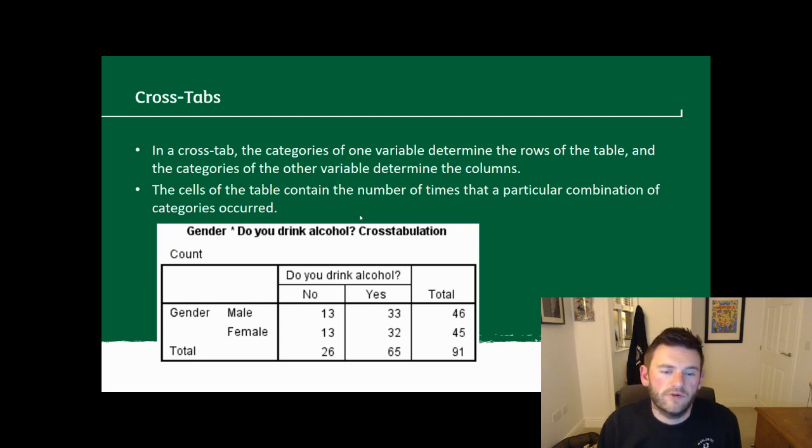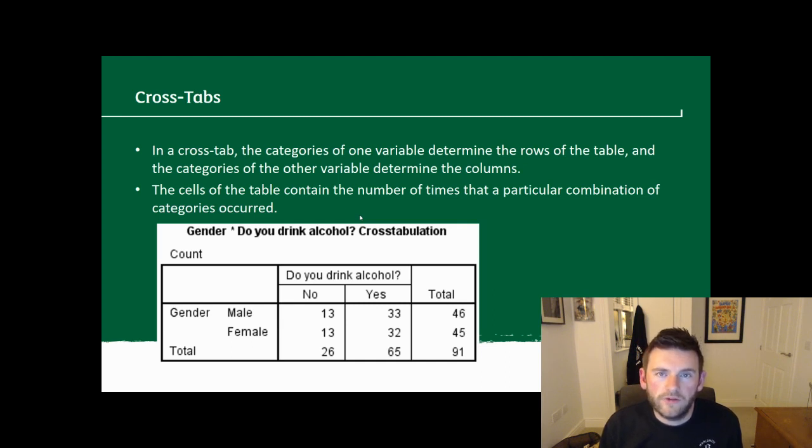In this example, you can see that we've got a total of 91 people in our sample. If we look across the rows, so we start off with men, the male gender, we have 13 men who said they did not drink alcohol, 33 who said they did drink alcohol, giving a total of 46 men in the sample. For the women in the sample, 13 said they did not drink, whereas 32 said they did drink, giving us 45 women in our sample.